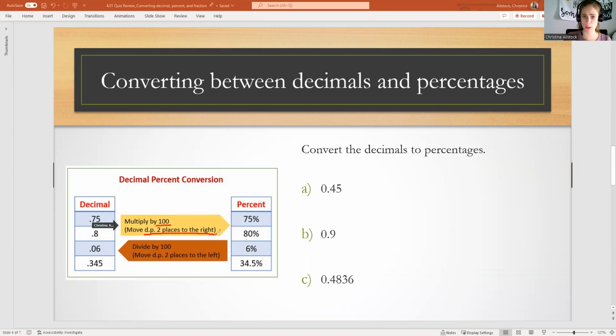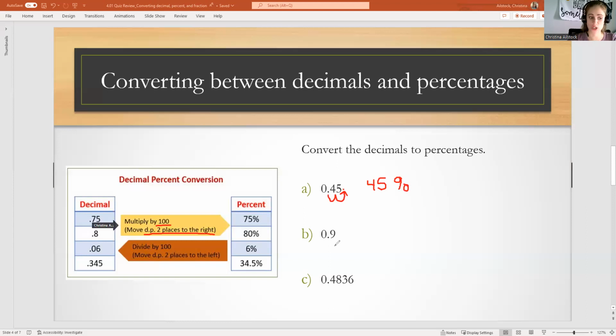And a way to help you remember that it needs to be moved twice is 100 has 2 zeros in it. So we need to move that decimal place 2 spaces to the right. And that is the same thing as multiplying by 100. It's just a little bit faster. So we take this first decimal here, 0 and 45 hundredths, and I'm converting it to a percentage. I can move my decimal point 2 places to the right. So it would end up here, just making it a plain 45, and that would be 45%.